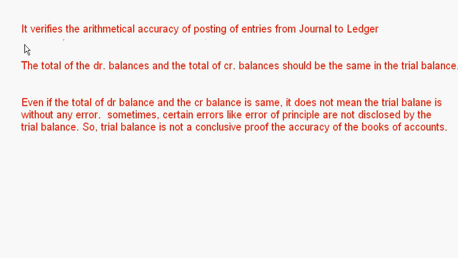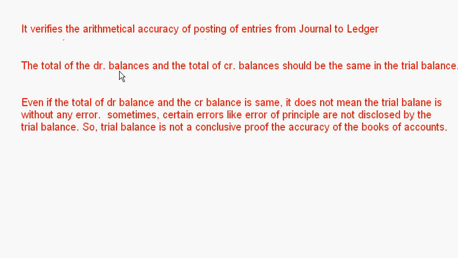Now, some more points about the trial balance. The trial balance verifies the arithmetical accuracy of posting of entries from journal to ledger. I'll be showing you the format of the trial balance after this. Trial balance has got two columns. One is a debit balance column, one is the credit balance column. Now here I have written the second point as the total of the debit balances and the total of the credit balances should be the same in the trial balance.